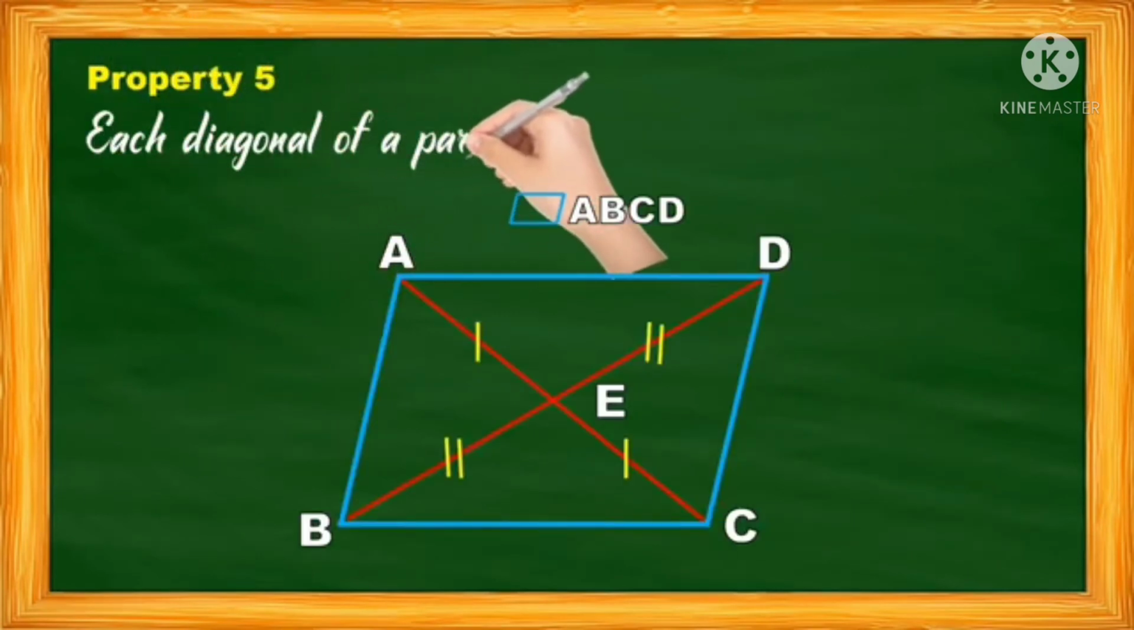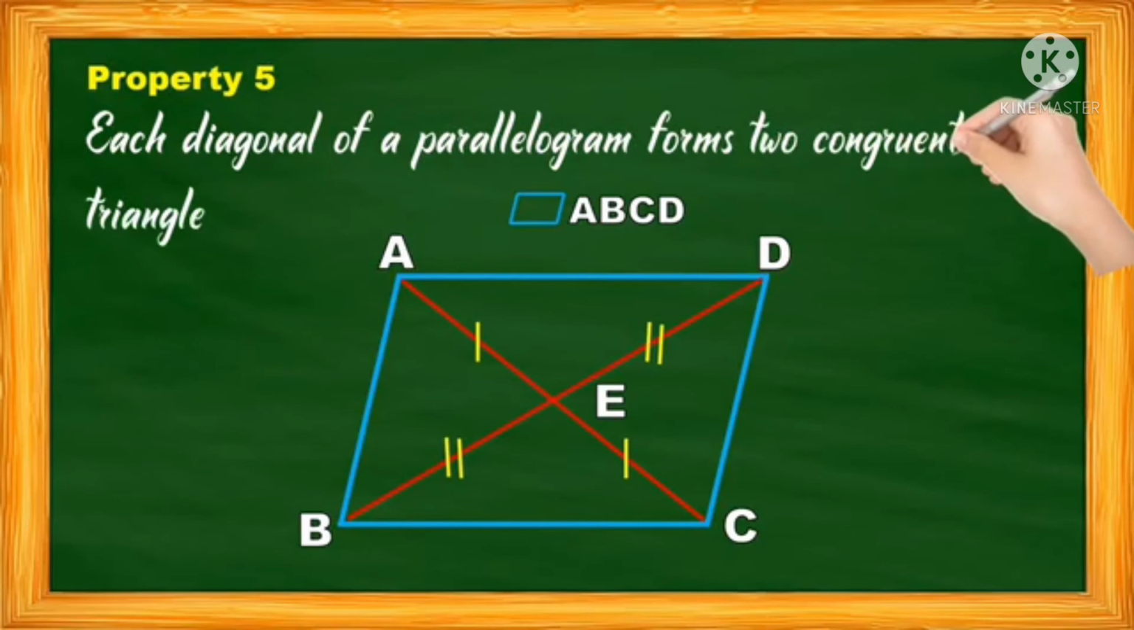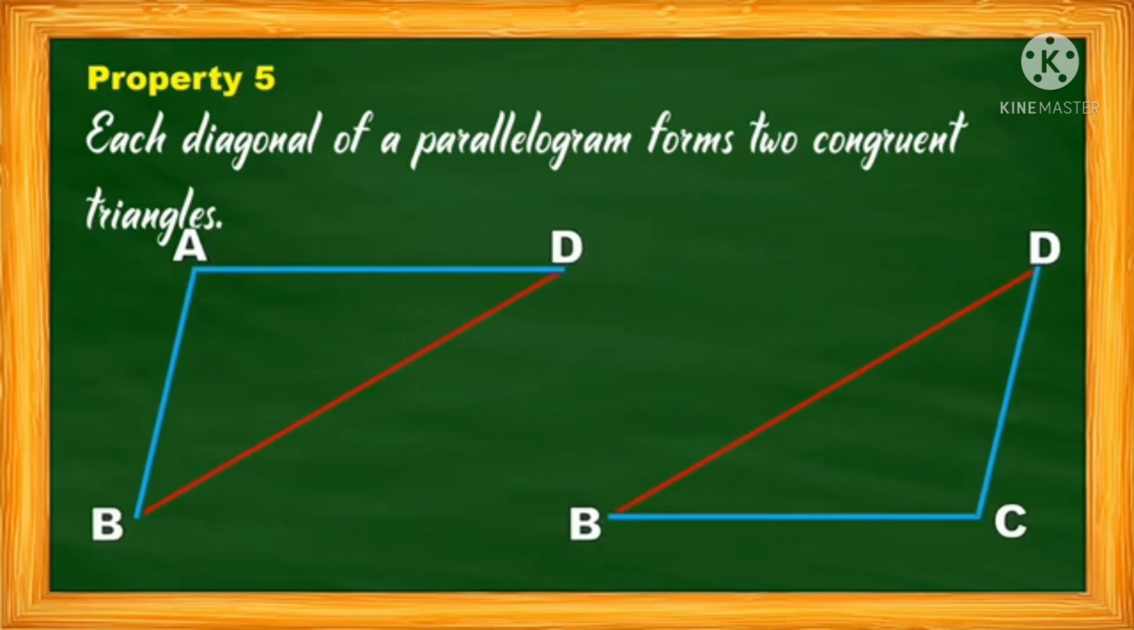For the last property of a parallelogram, each diagonal of a parallelogram forms two congruent triangles. From this parallelogram, we get these two congruent triangles, triangle DAB and triangle DCB.